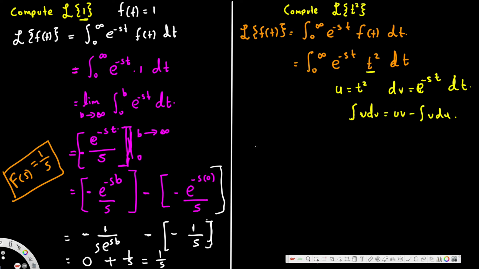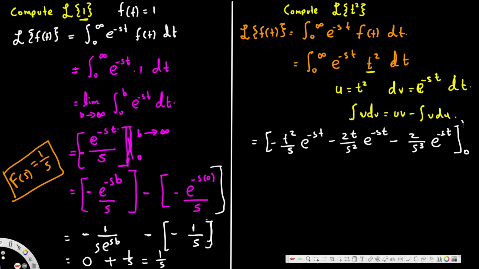You are going to get minus t squared divided by s times e^(-st), minus 2t over s squared times e^(-st), minus 2 over s cubed times e^(-st), going from 0 to b.